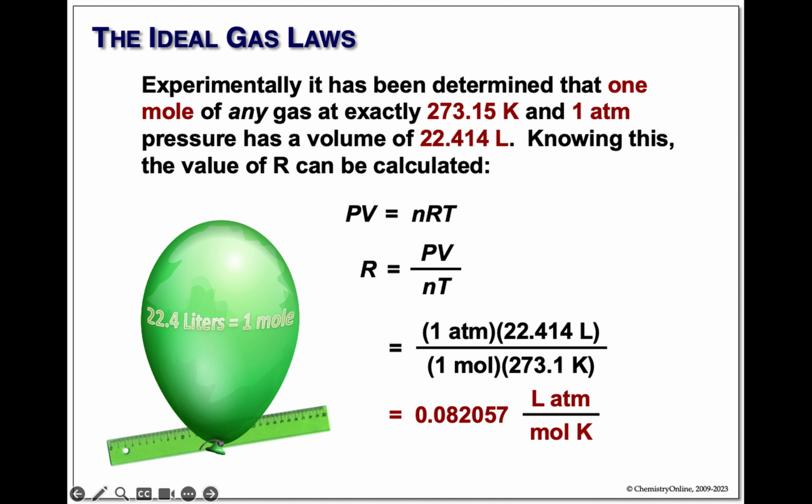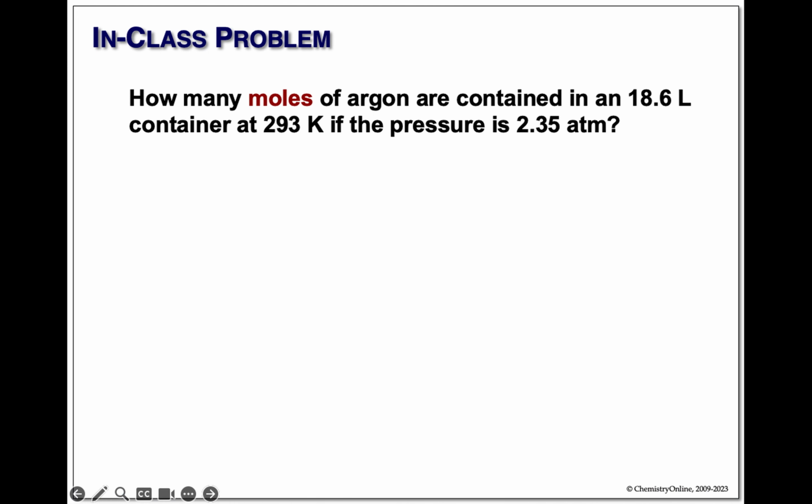When you use this, things to remember. You must use atmospheres, you must use liters, and of course Kelvin. So let's see how we do a PV equals nRT problem. We're looking for moles of argon. It doesn't matter if it's argon, does it? All gases are the same. But we're looking for how many moles of it. We have 18.6 liters. We're at 293 Kelvin. And the pressure is 2.35 atmospheres.